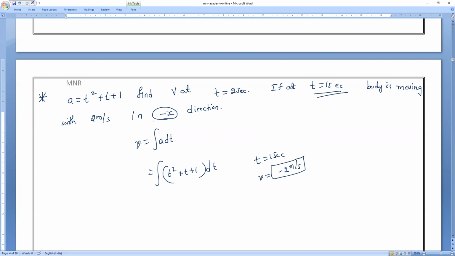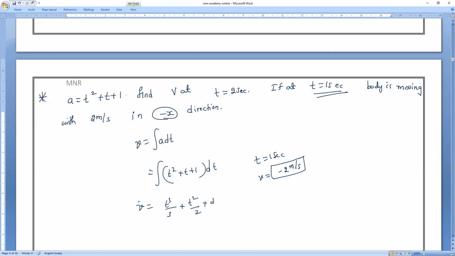Minus 2. Understand everybody? Okay? That is clear? Now, v is equal to the integration of t square. What will come? Integration of t square is t cube by 3, plus integration of 1 dt.